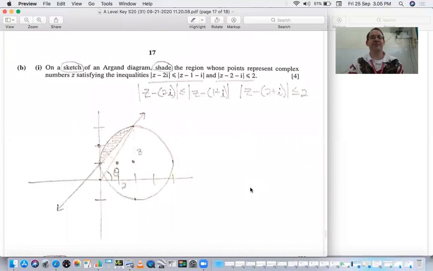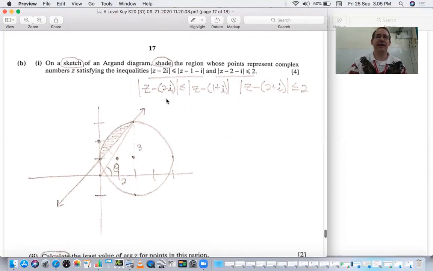On a sketch of an Argand diagram, shade the region whose points represent complex numbers z, satisfying the inequalities: the absolute value of z minus 2i is less than or equal to the absolute value of z minus 1 minus i, and the absolute value of z minus 2 minus i is less than or equal to 2.